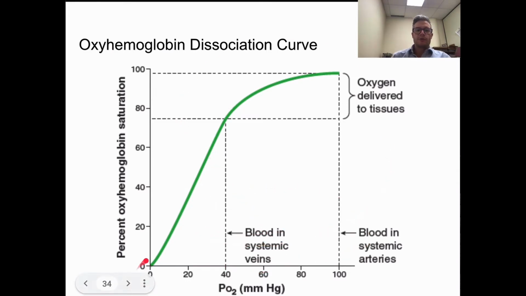So how do we read this chart? Well, we see that there's a sigmoidal curve. We have something here about the partial pressure of oxygen of 40 giving us about 75% of a fully loaded hemoglobin, right? So oxyhemoglobin means oxygens are bound to hemoglobin. So as far as the total percentage of our oxyhemoglobin, we're at about 75% when we're in the veins, okay? So again, blood in veins.